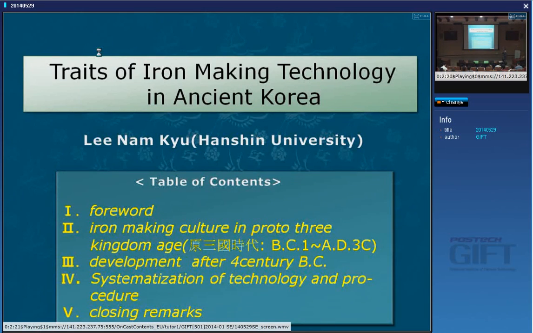And the third is development of after 4th century BC. And finally, systematization of technology and the procedure. This is the main point of today's lecture. And finally, closing remarks.